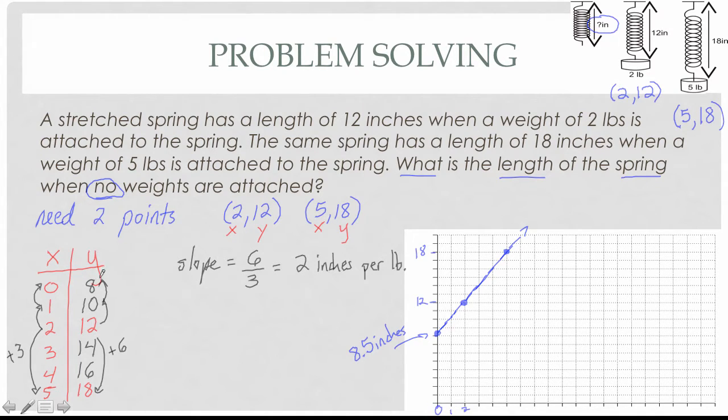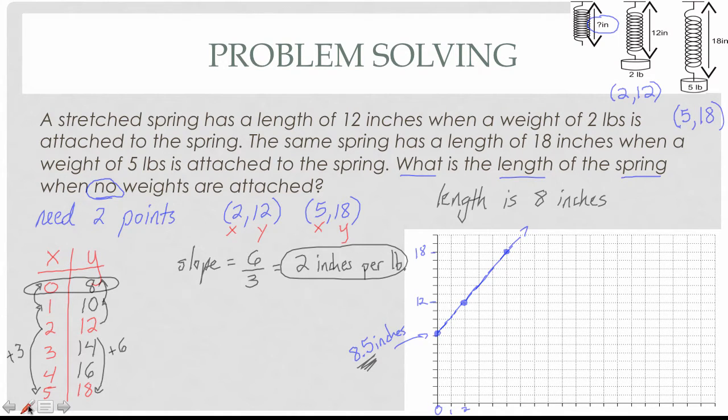Now, let's compare. According to my table, when I have 0 pounds and work backwards, it should only be 8 inches long. But on my graph, we've got 8.5. So they're close, but I'm kind of thinking I messed up on my graph a little bit. My graph wasn't very precise. I'm feeling really precise about my slope and what I did over here algebraically in my table. So the length of the spring should be 8 inches. But my graph kind of supports that. I got pretty close to 8 inches on my graph. I just didn't draw a very good line.